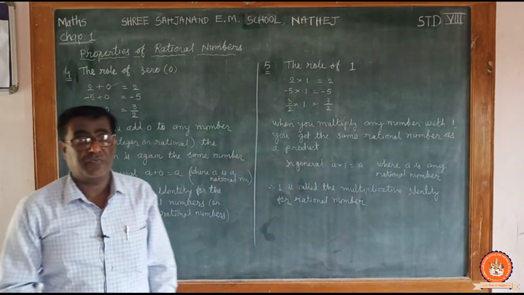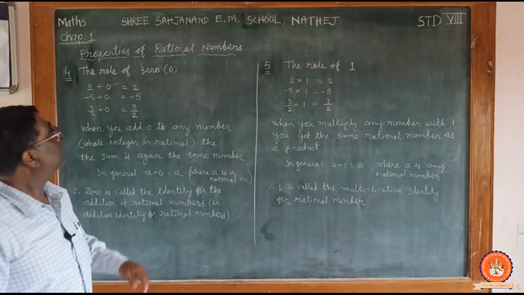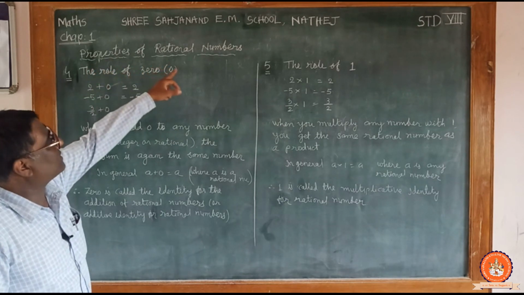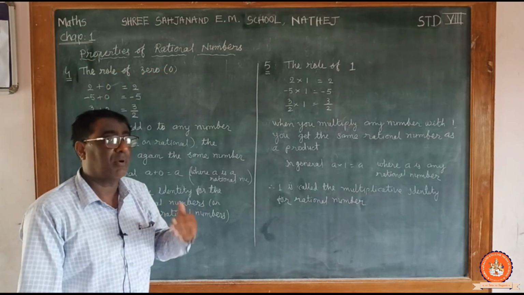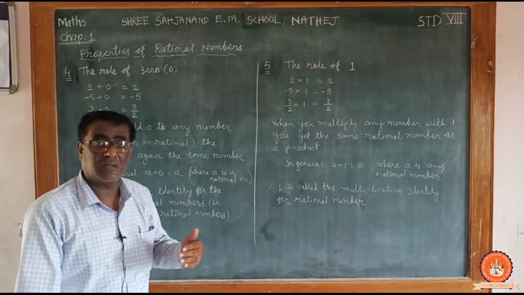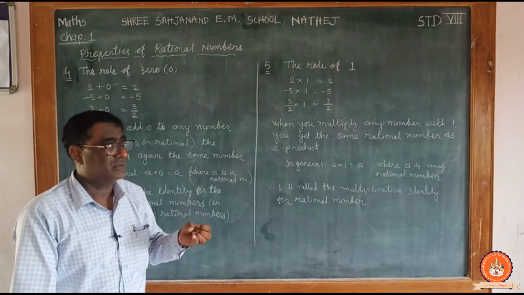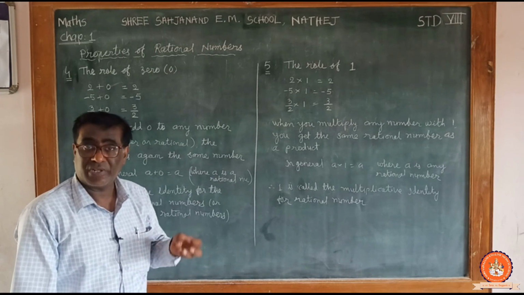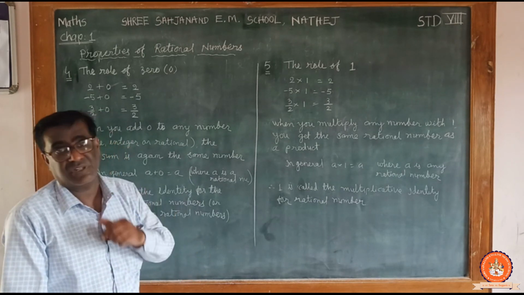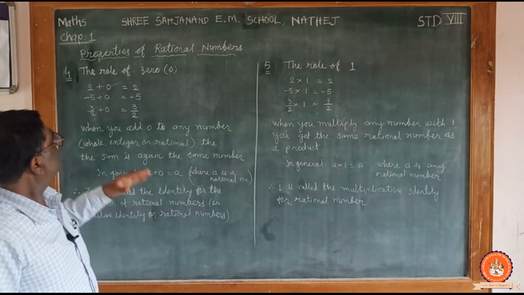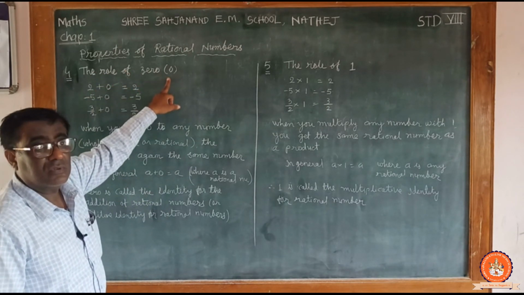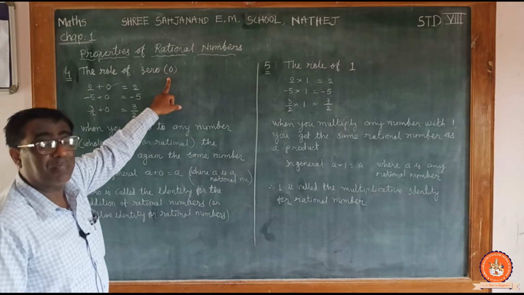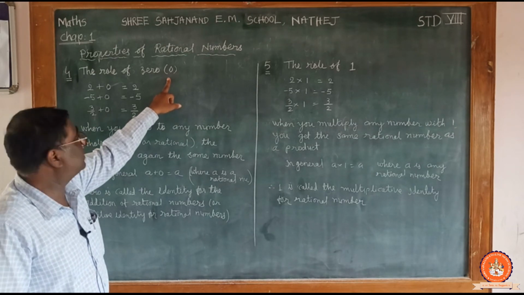Now, my friends, we discuss the properties of rational numbers in chapter 1. We have already discussed three properties of rational numbers: closure property, commutative property, and associative property. Now, number 4 is the role of 0 in the operation of rational numbers.